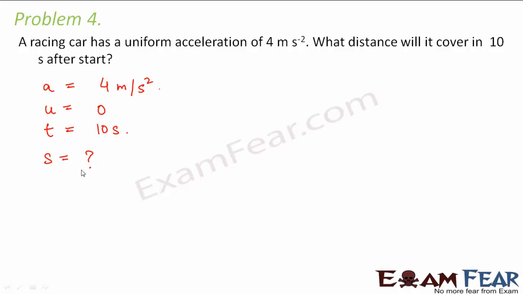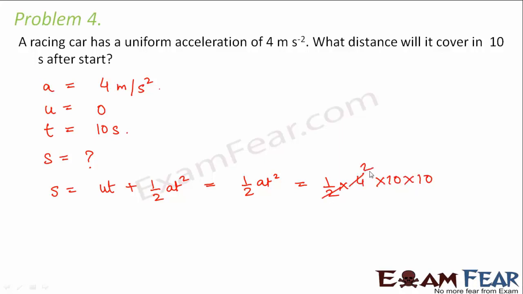In this case, which would be the appropriate equation? The second equation, because it connects u, a, t and s. So this will be s is equal to ut plus half at square. Now u is equal to 0. So it becomes half at square, that is equal to half into a into t square. So this comes out to be 200 meters.